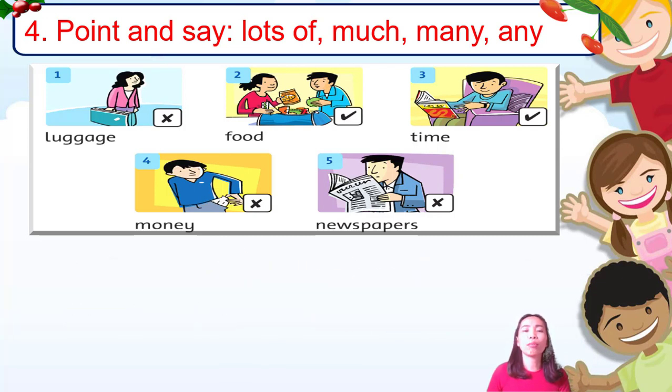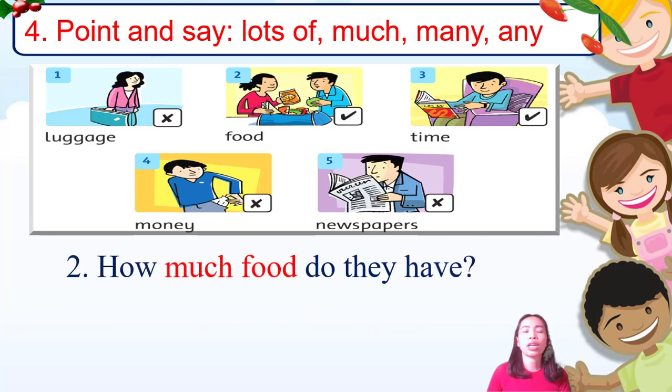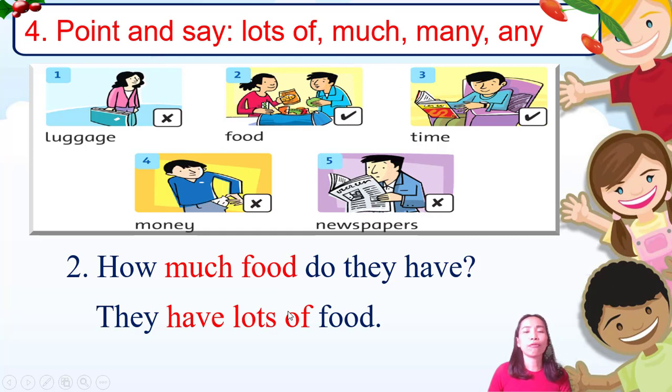Okay, how about picture number 2? How much food do they have? Why do we use how much for this sentence? Yes, that's right, because the word food is uncountable, right? Yes. How much food do they have? Can you answer? Let's look at the tick. They have lots of food.